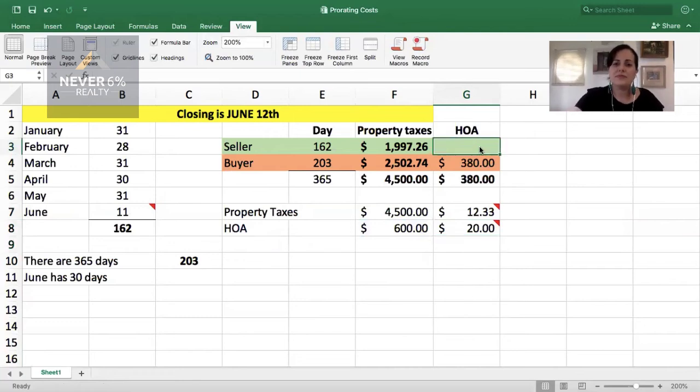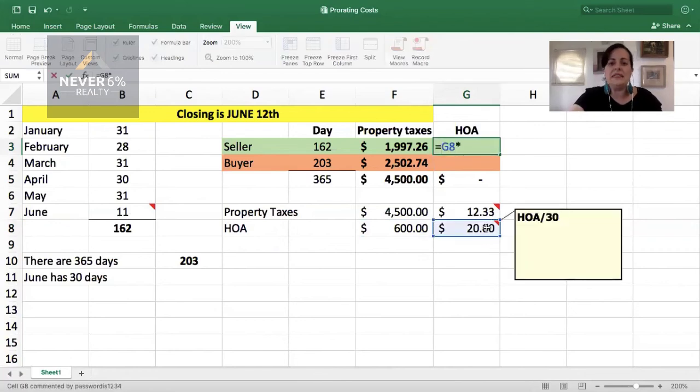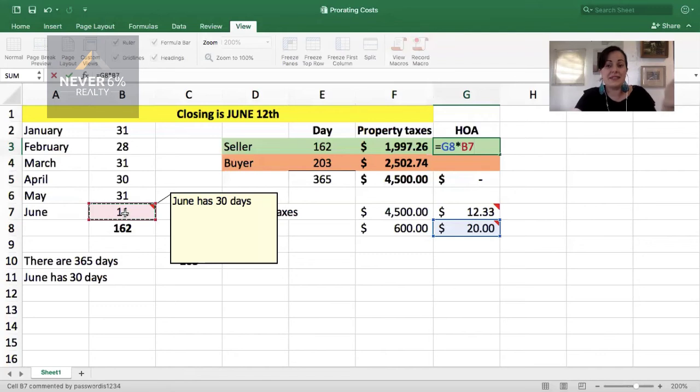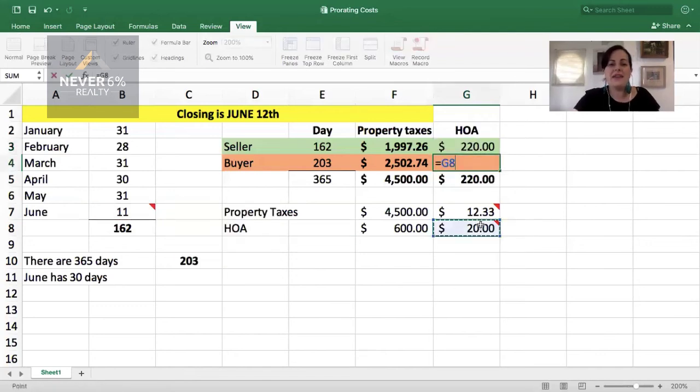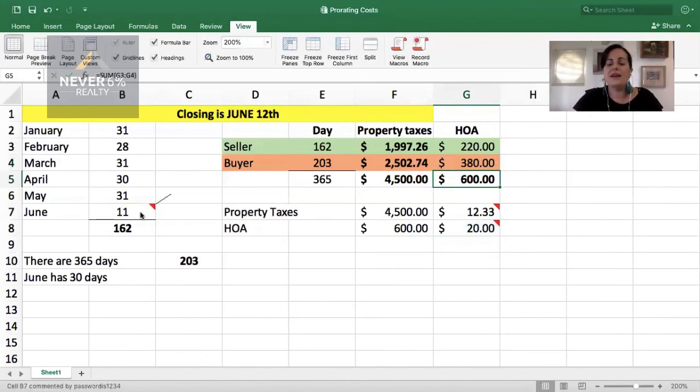From there, and let's go ahead and erase this. From there, you go ahead and say, not a problem, 20 times 11 days, because the seller is still there for 11 days. That's his responsibility. And then the buyer is going to be 20 times the difference. Now you can put a parenthesis here and put 30 minus, and then click here. And then voila. The seller is responsible for $220, while the buyer is responsible for $380. And this is what you see on the closing statements, the debits and credits. So this is basically what it is.